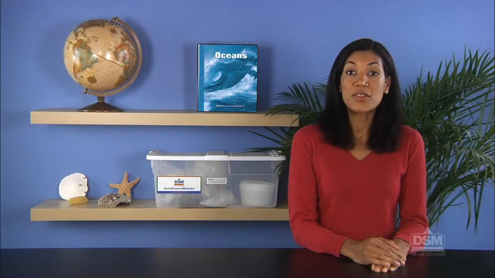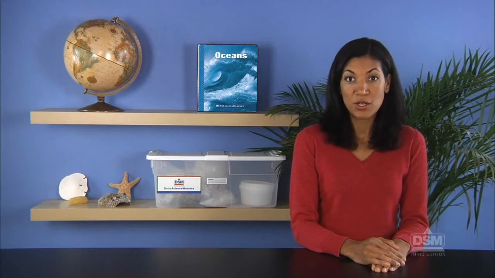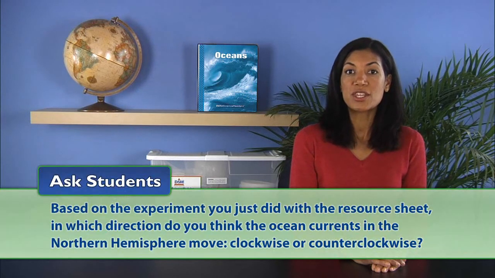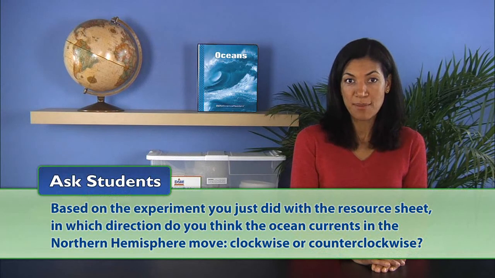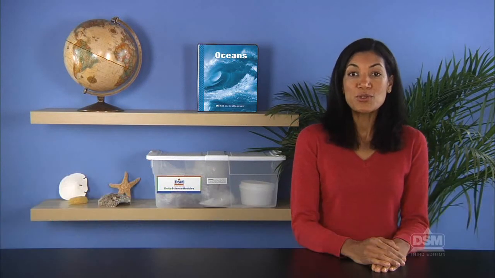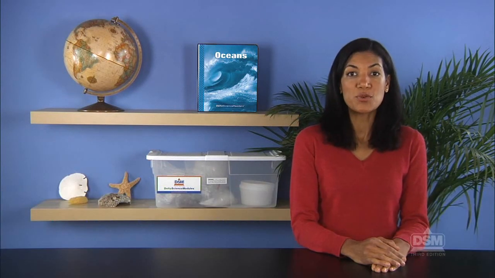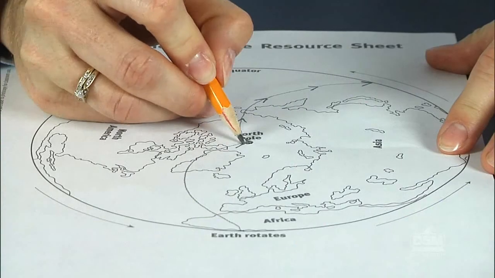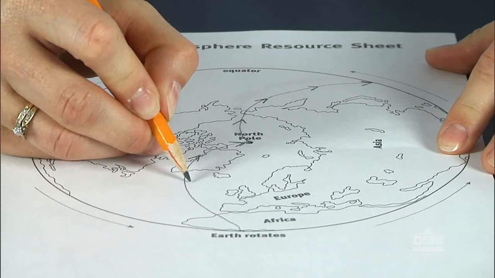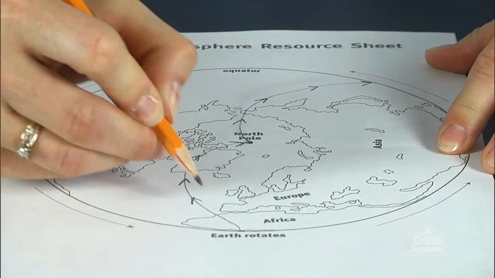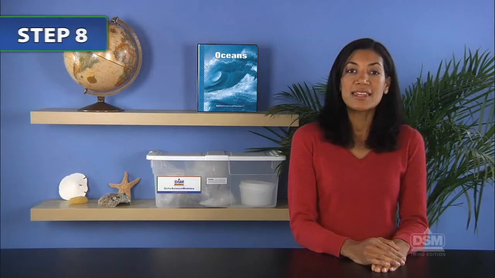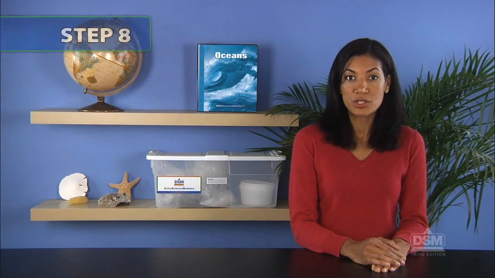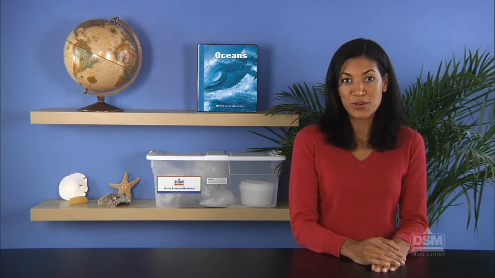Have students look at the currents on their activity sheet that are north of the equator and ask, in which direction do you think the ocean currents in the northern hemisphere move? Students should identify the direction as moving clockwise. Instruct students to add arrows to the lines to show the direction in which currents in the northern hemisphere flow. Then distribute the second resource sheet, the southern hemisphere on Earth.